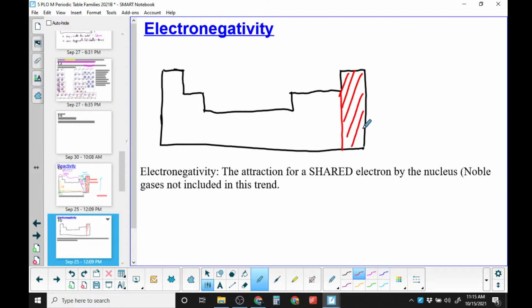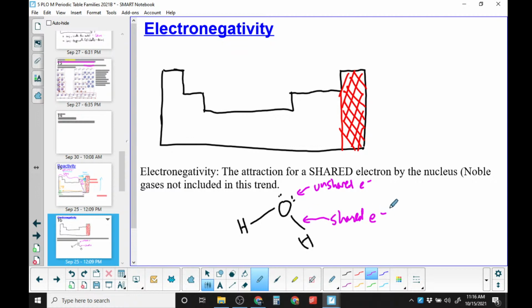We're going to get rid of the noble gases. And I've defined what electronegativity is below. And just to emphasize it, I'm going to draw a water molecule. And the Lewis structure, if you remember Lewis structures from last year, those are unshared electrons. And those are shared electrons. So electronegativity is the attraction for a shared electron by the nucleus. We don't include the noble gases in this trend because they don't share anything.